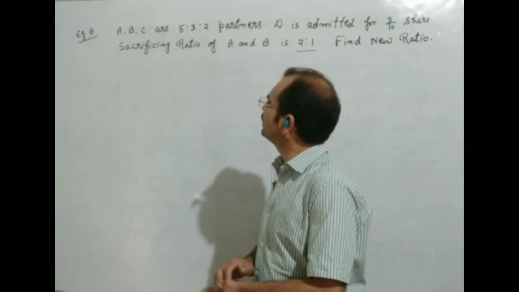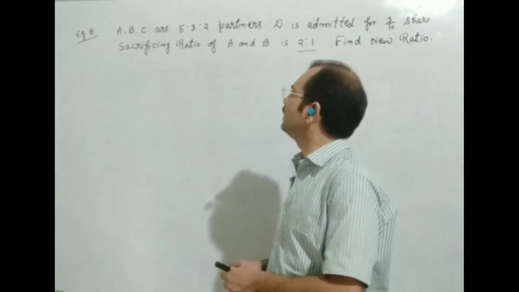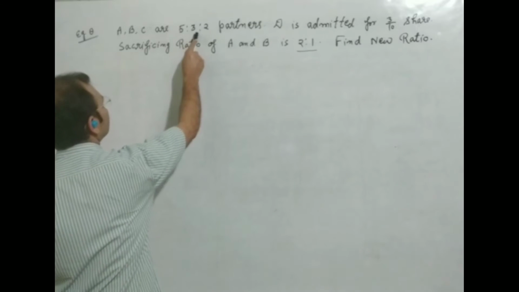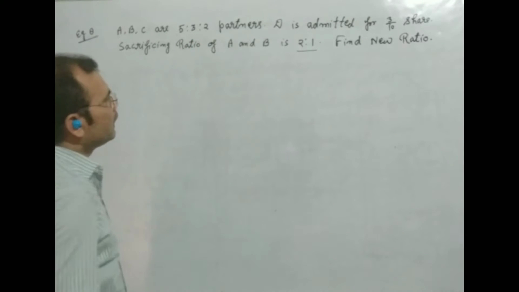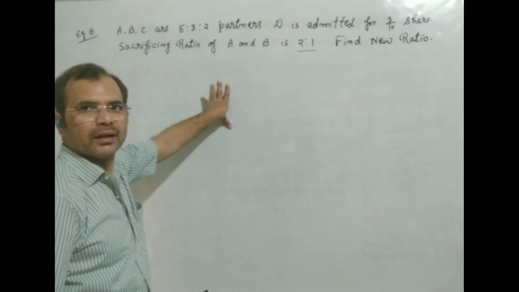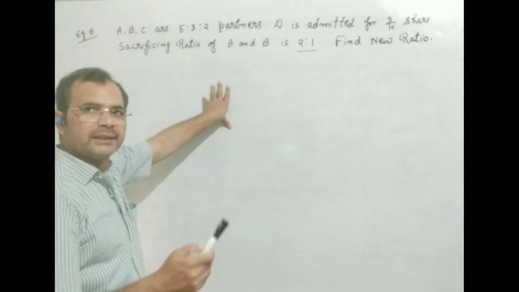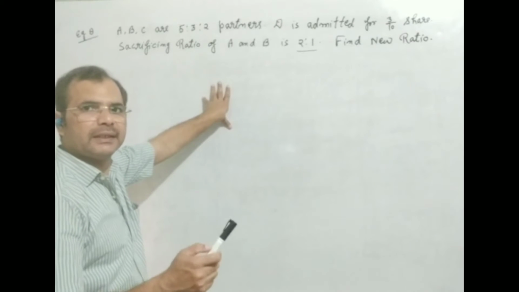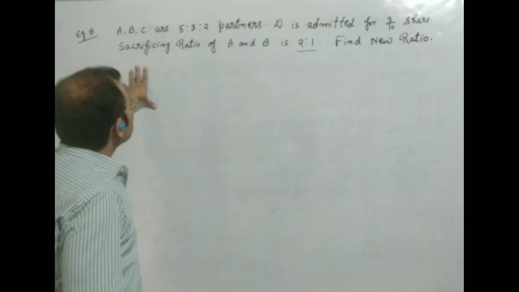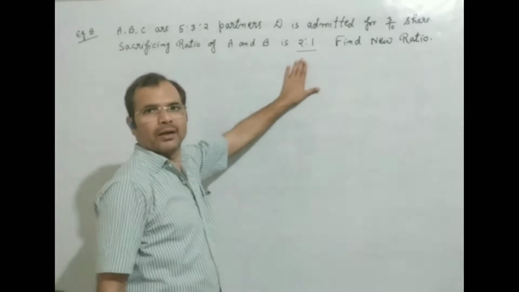This is the question. There are 3 partners in a firm, A, B, C, and they are dividing their profit in the ratio 5:3:2. D is admitted for 3/10 share. D is admitted and he says that he will take 3/10 share of the profit. Sacrificing ratio of A and B is 2:1.